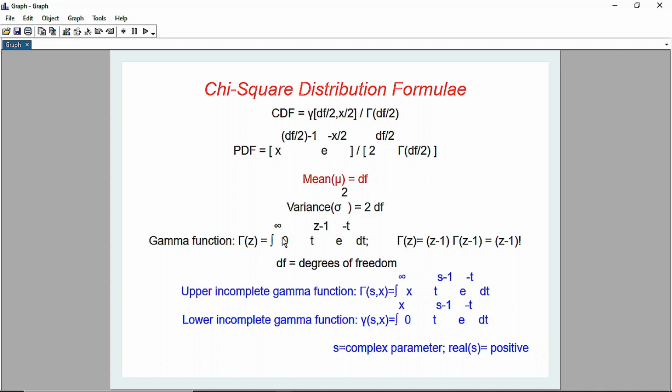When we integrate from 0 to infinity, this is a complete gamma function. Now for any value of x lying between 0 and infinity, if we integrate from 0 to x, it is the lower incomplete gamma function, and if we integrate from x to the upper bound infinity, it is called the upper incomplete gamma function.